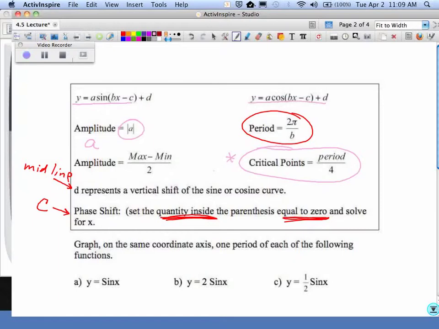So space 1, space 2, space 3, space 4. So you split up into 4 spaces. But more importantly, we have 5 critical points for every graph. So the last ones we've been doing, we went 0, pi over 2, pi, 3 pi over 2, and 2 pi. So we always wrote down 5 critical values. For every graph we do, you'll do 5 critical values.